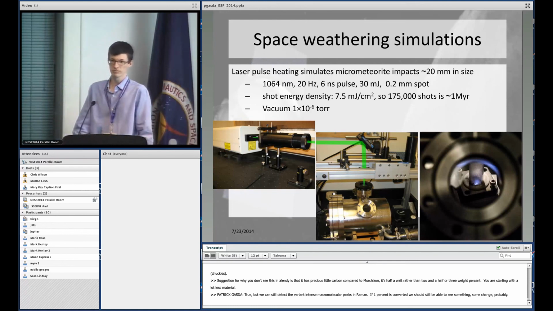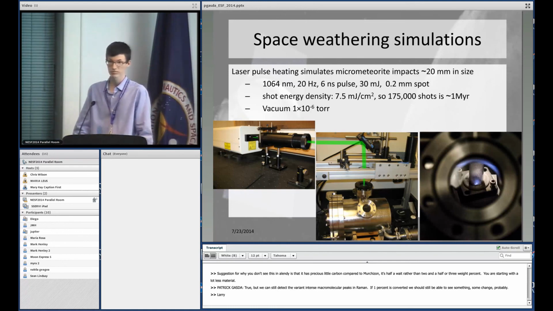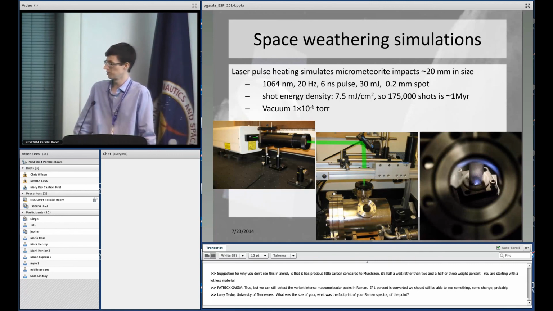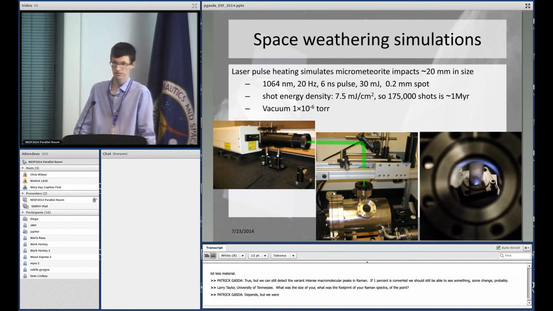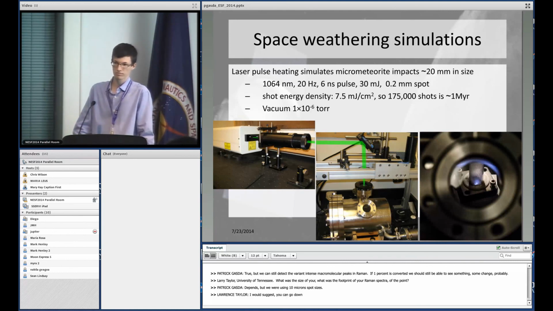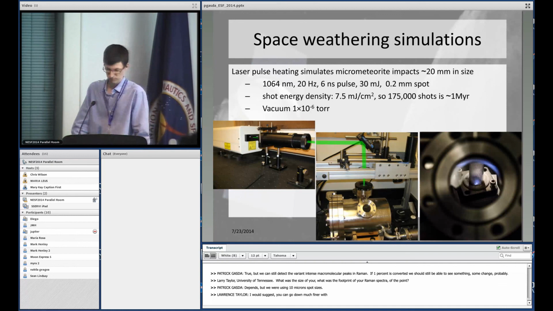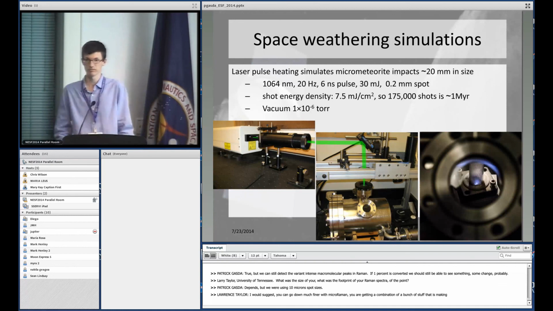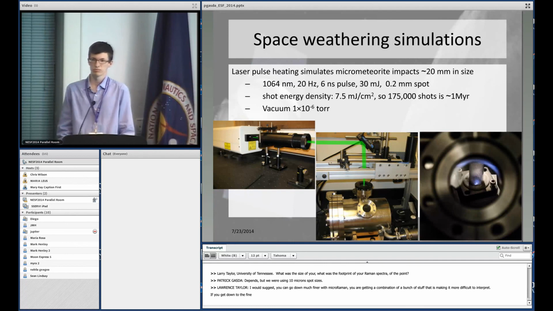Larry Taylor, University of Tennessee. What was the footprint of your Raman spectra, the point? It depends, but we were using 10 micron spot sizes. I would suggest you can go down much finer with micro Raman, because you're getting a combination of a whole bunch of stuff that's making it more difficult to interpret. And if you get down to a fine micro Raman spot, you'll be able to discern different phases there and maybe get better signals. True, thanks.